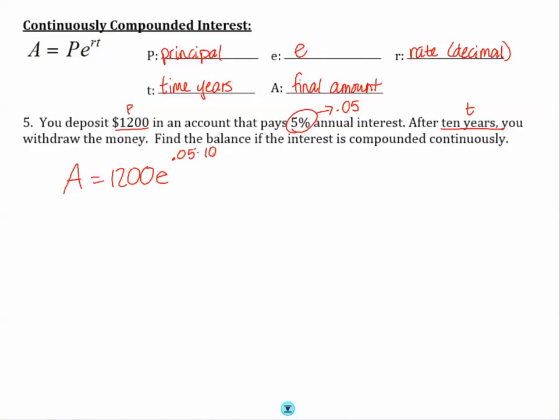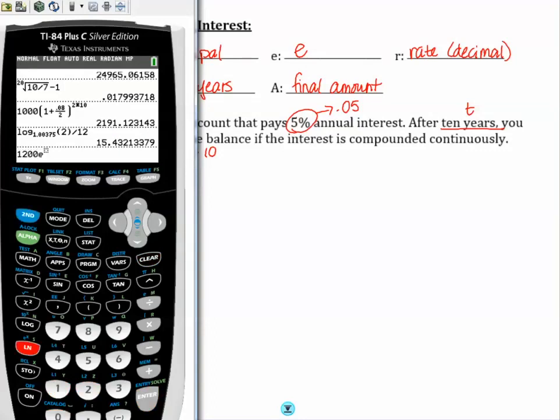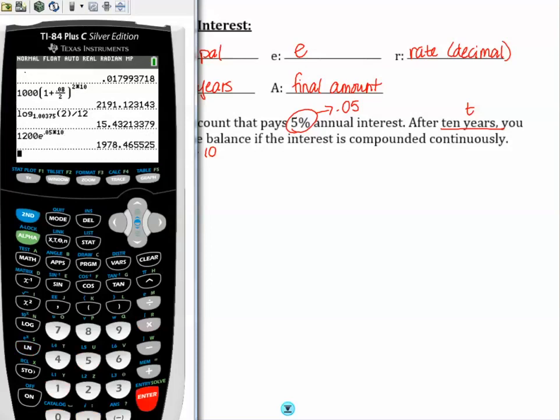So to type this in the calculator, we do 1,200. Oops. To get E, you do second natural log, then you type the exponent. So we end up with $1,978.47.